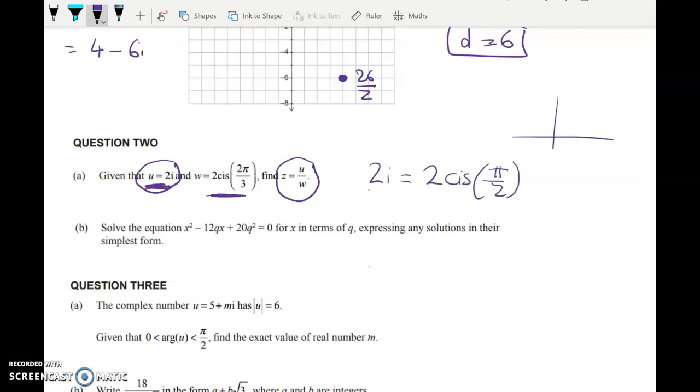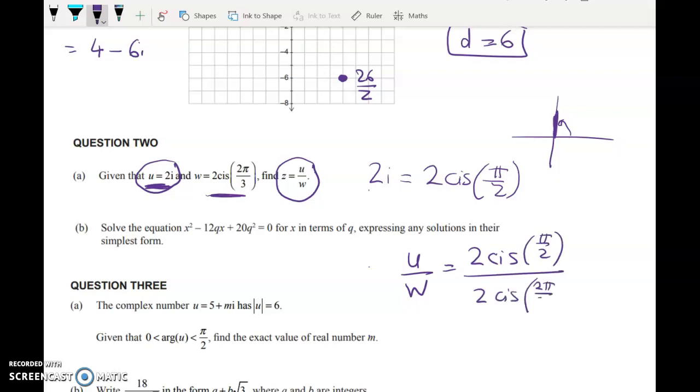So think about where that sits on the diagram. Here's 2i up here, and so the length is 2 and the argument is 90 degrees or pi on 2. That means that u over w is, which way around are we going? 2 cis pi on 2 divided by 2 cis 2 pi on 3.